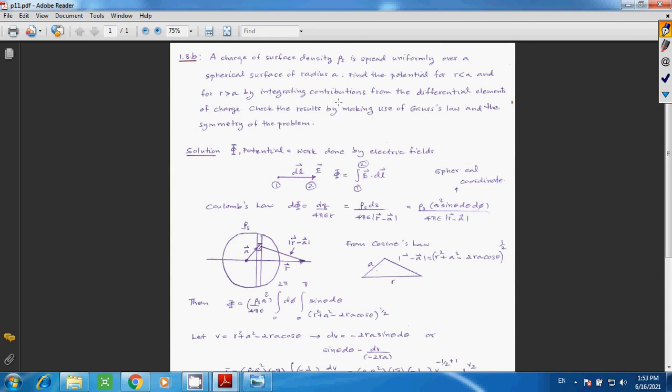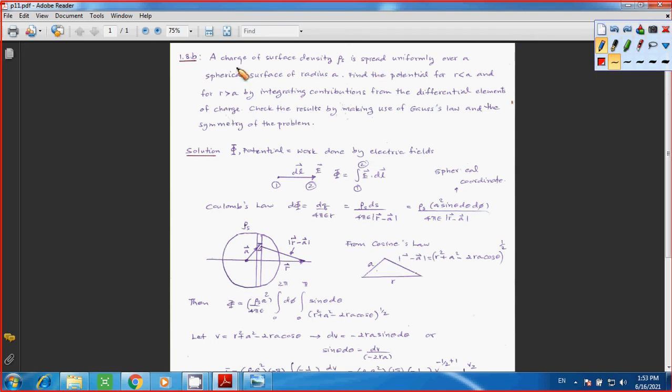Next, problem 1.8b. A charge of surface density rho s is spread uniformly over a spherical surface of radius a. Find the potential for r less than a and for r greater than a by integrating contributions from the differential elements of charge. Check the results by making use of Gauss' law and the symmetry of the problem. Okay.